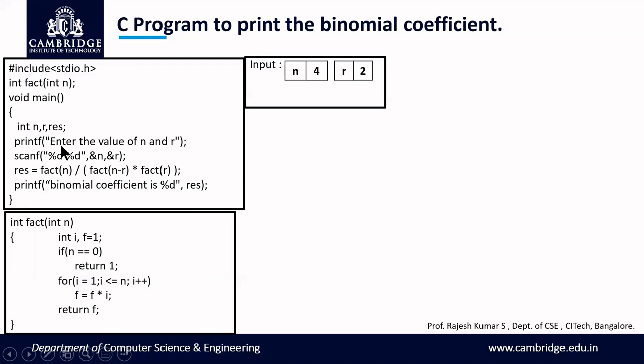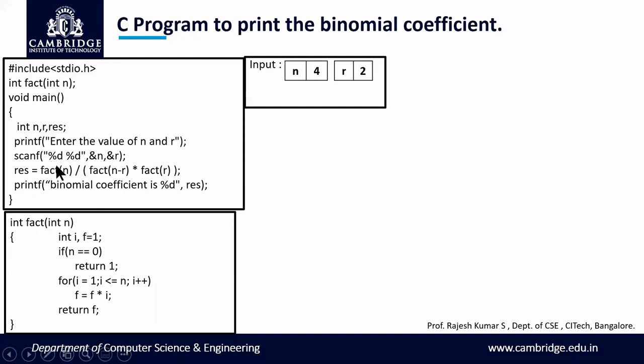Now the next line, the user will be asked a question: enter the value of n and r. As soon as the user sees this question, the user will enter two values. Always the n value should be greater than the r value. With the help of scanf, I'm storing the n value and r value. For assumption, the n value is 4, the r value is 2. Now 4 is stored in n, and 2 is stored in r.